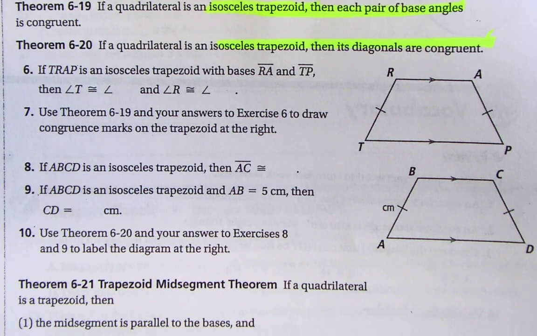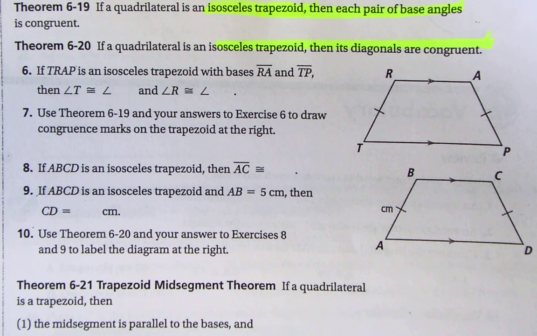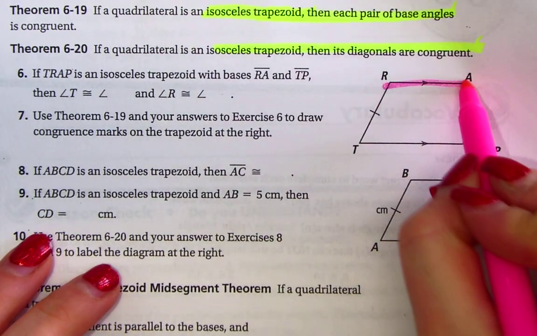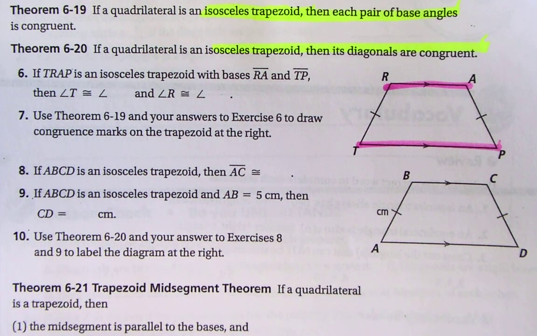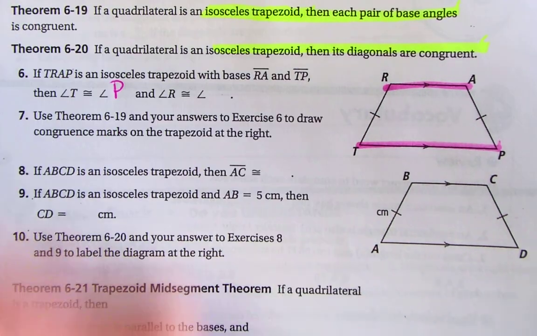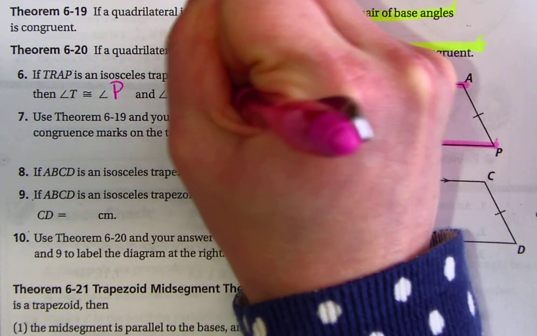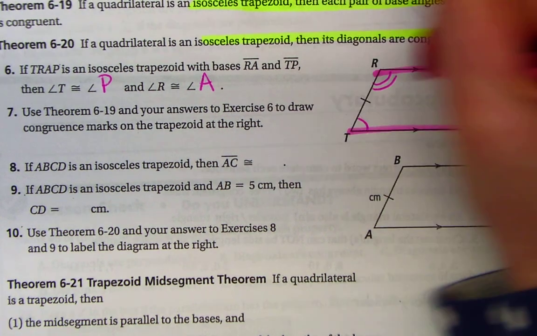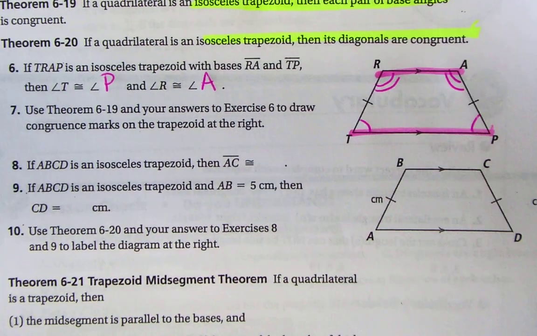a rectangle. All right, so looking off to the right, it says if trapezoid TRAP is an isosceles trapezoid with bases RA and TP, so the two parallel sides, then angle T is going to be congruent to angle P, and angle R is congruent to angle A. So these two angles are the same, and these two angles are going to be the same.